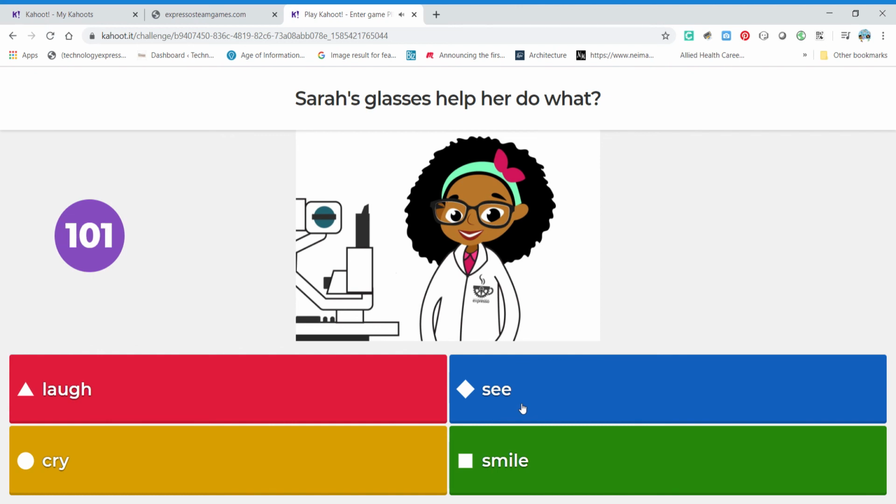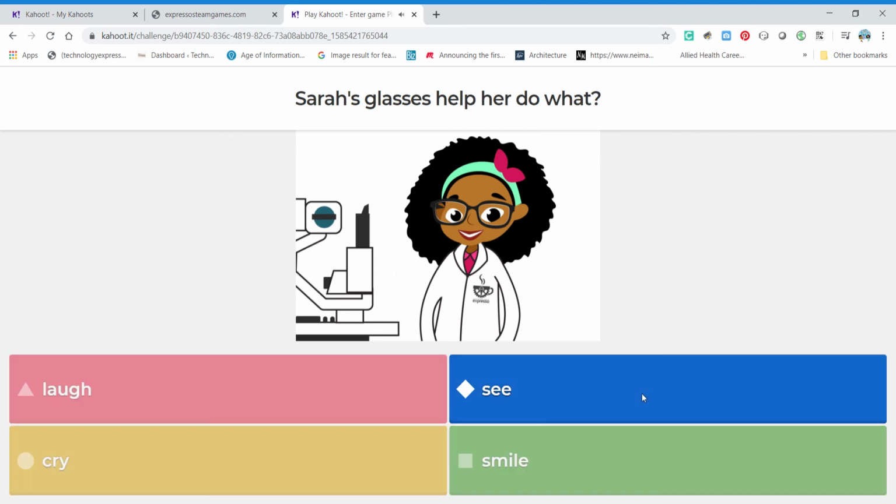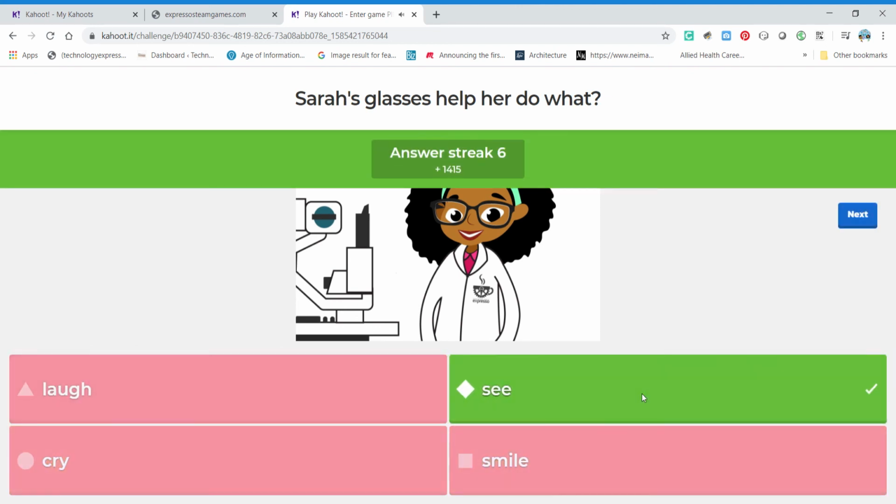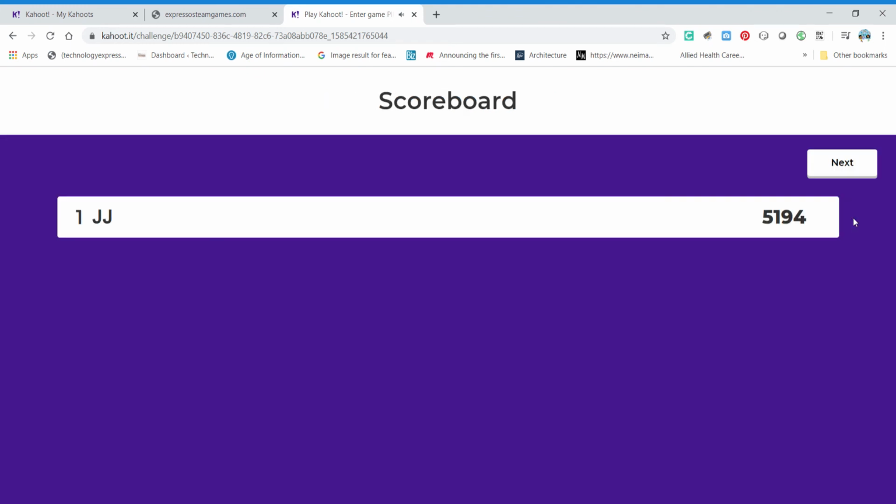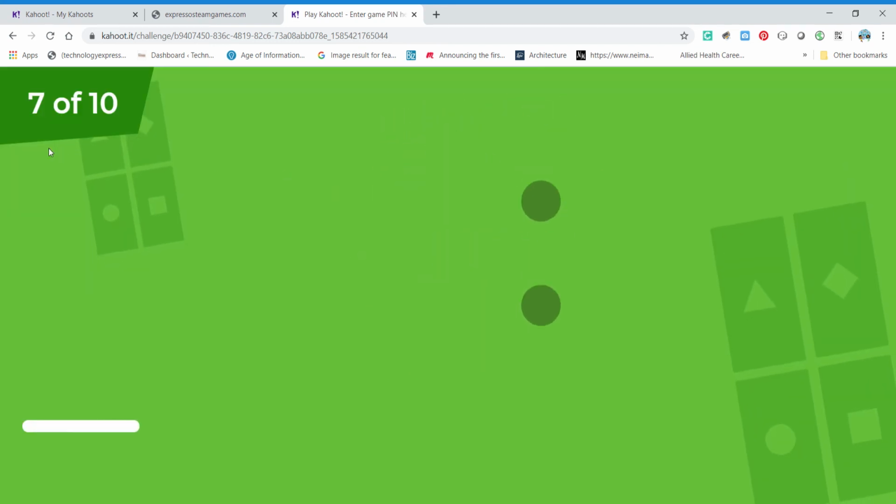Did you already hit it? Did you already click? You probably did. You're probably really fast. Okay, helped her see. Okay, let's go to the next one. The one thing that I hear when I get feedback is like our young ones, they get the answer and they're ready to move on. So I'll speed it up a little bit here.